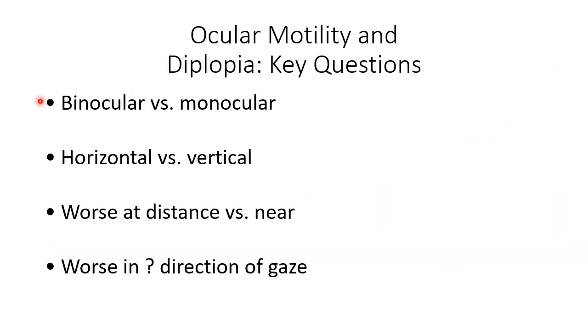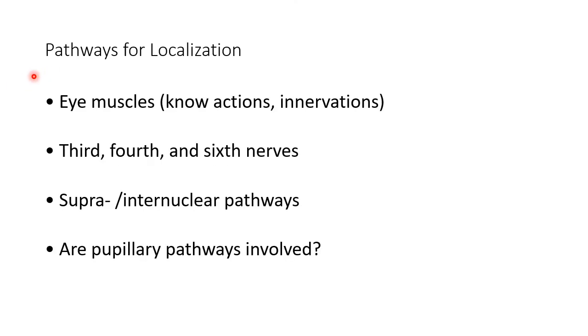So when you're evaluating ocular motility deficits, you should think of key questions. Here the patient should be asked if the double vision is binocular or monocular, horizontal or vertical, worse with distance or with near, and if there's any particular direction of gaze where the motility is worse. So these are the pathways for localization.